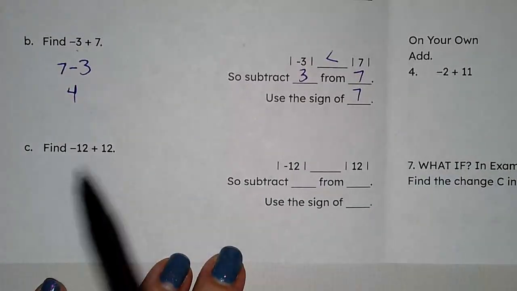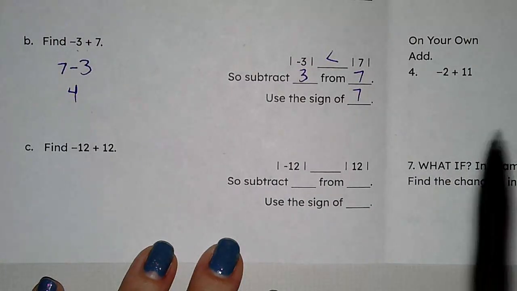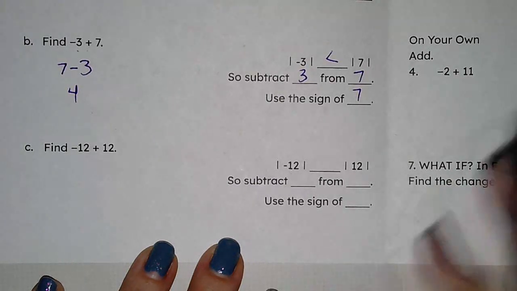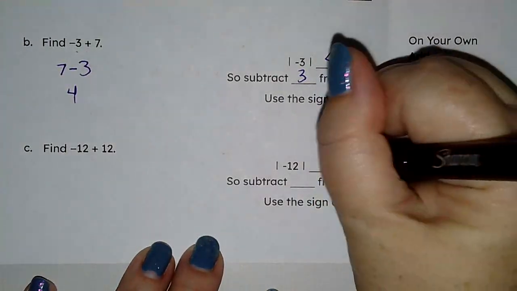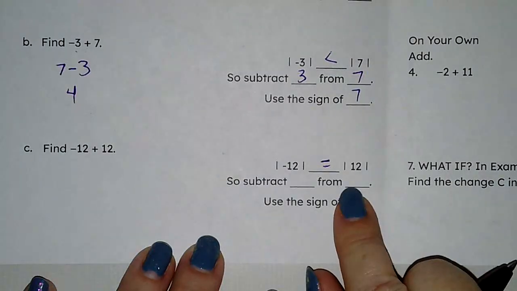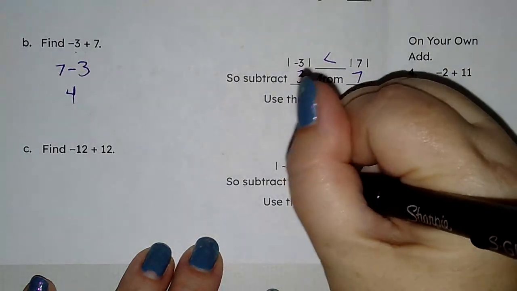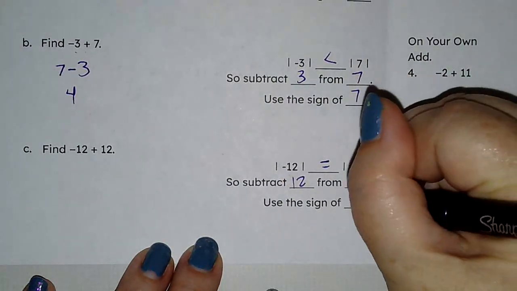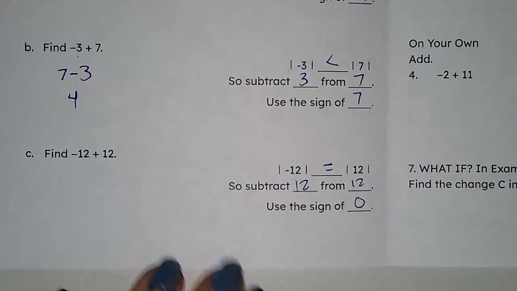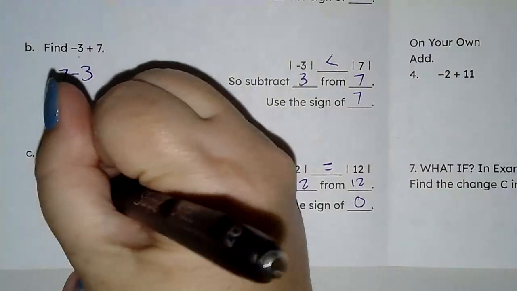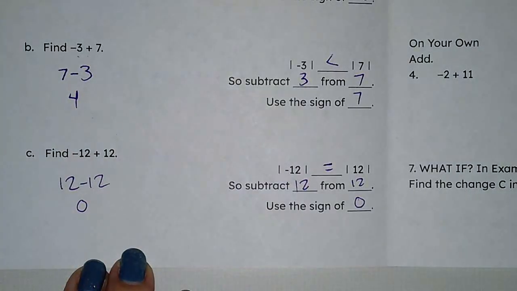And then this last one, find -12 plus 12. The absolute value of -12 is equal to the absolute value of +12. So we're just going to subtract 12 from 12 and use the sign of 0. 0 is always 0. So 12 minus 12 is 0.